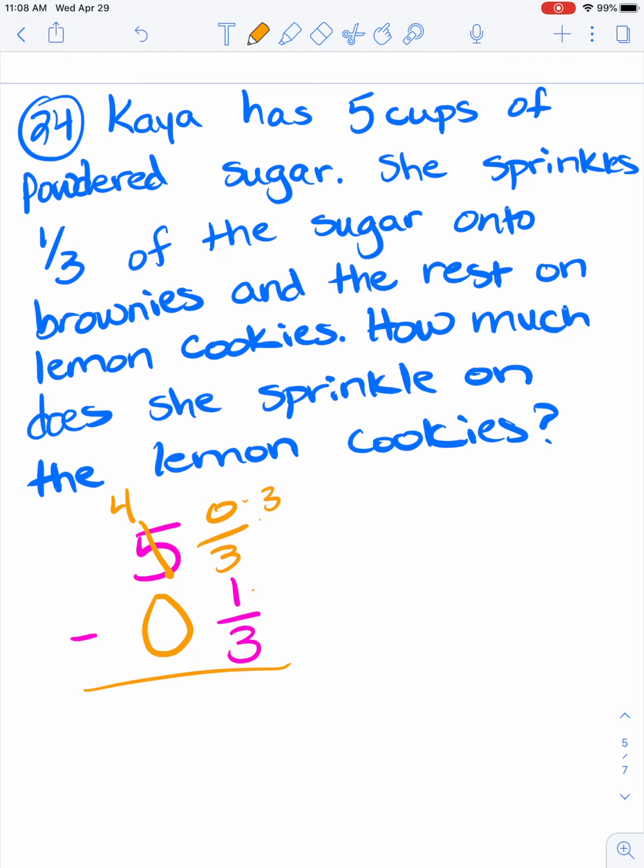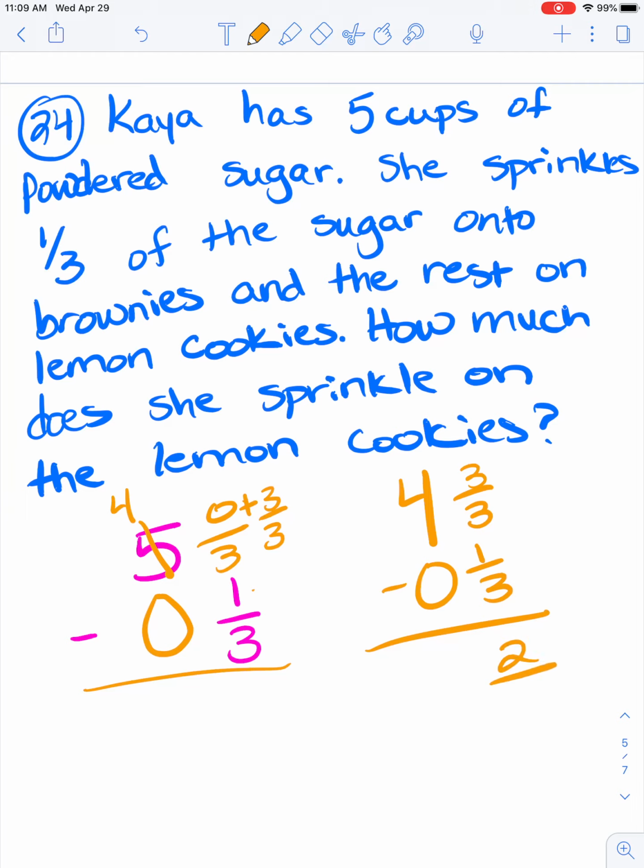So if I was gonna get a whole of thirds is 3/3, 1 whole. So now I have 4 wholes and 3/3. I have 1 whole. Minus 0 and 1/3. This one was a hard one just for this part of it. 3 minus 1 is 2. My denominator stays the same. So she put 4 2/3 cups of sugar onto those lemon cookies.